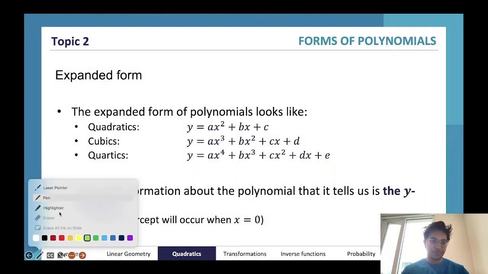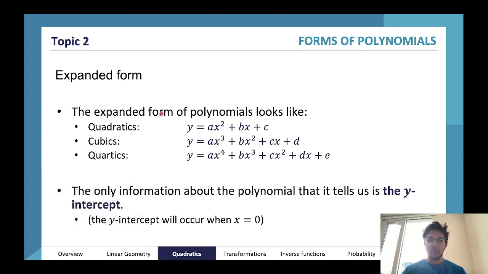Onto polynomials. This is something I talked about a little bit before. Polynomials are when we have something to the power of x, x to the power of something. So you can see, this is a quadratic: ax squared plus bx plus c. This is a cubic, y is equal to ax cubed plus bx squared plus cx plus d. And we have quartics, y is equal to ax to the power 4 plus bx cubed plus cx squared plus dx plus e.